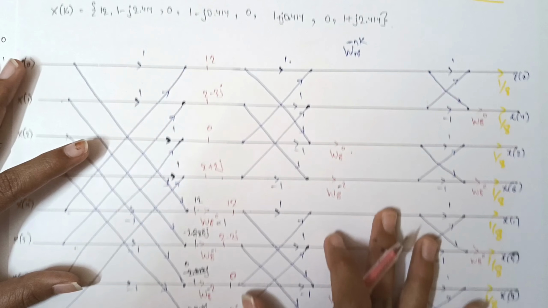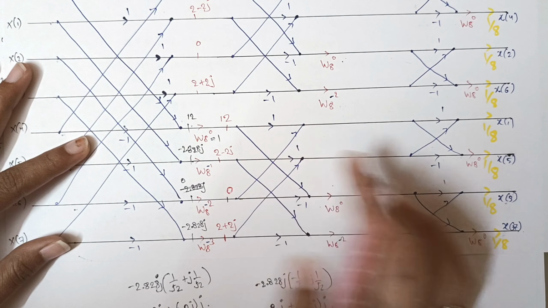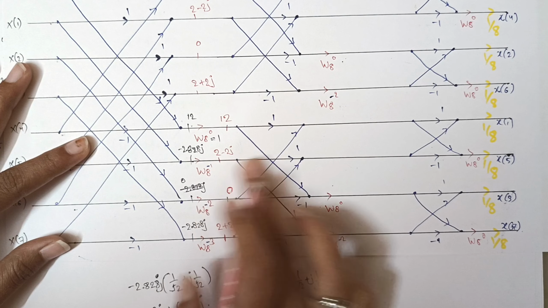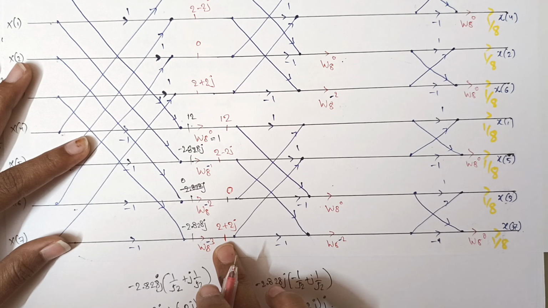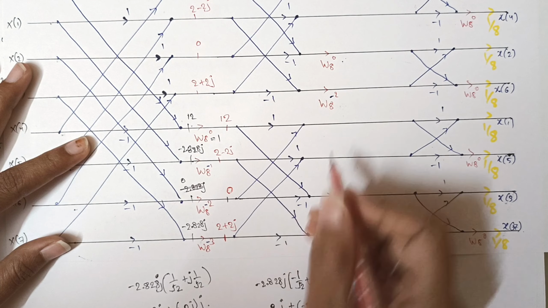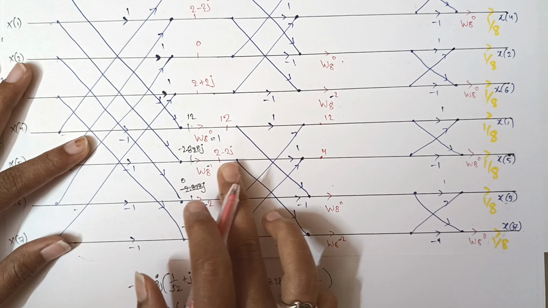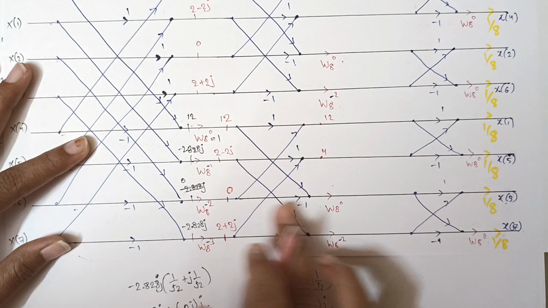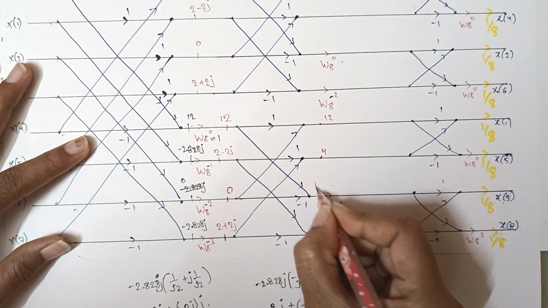Now let's move on to the next butterfly over here. Again, if we take 12 and 0, we get 12. From here we get 2 minus 2j, and from here we get 2 plus 2j. Again we will get 4. So this is 12, this is 4, and for this third line we get 0 multiplied by minus 1, 0, and plus 12 we get 12.